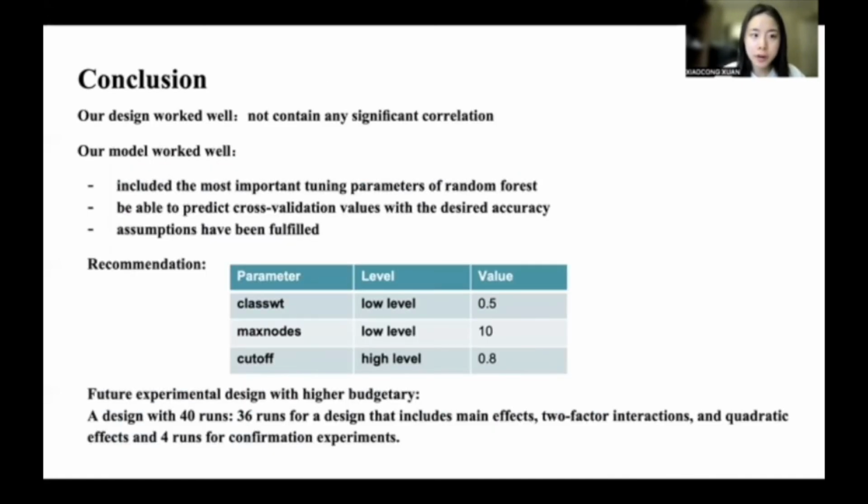In conclusion, our design worked well, which does not contain any significant correlation, and our model worked well with assumptions fulfilled, and it includes the most important tuning parameters of the random forest and is able to predict cross-validation values with the desired accuracy. And here's our recommendation to maximize the accuracy of the cross-validation with the 3 significant parameters. For further experiment design, if the maximum number of tests could be larger than 35, we can consider including the quadratic effects to build a better model.